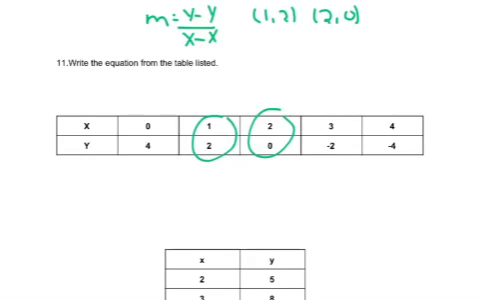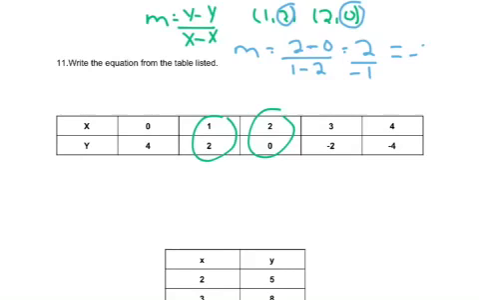And if it's helpful for you to circle your y's to know to put them in the numerator, feel free. So for my slope, I would have 2 minus 0 over 1 minus 2. 2 minus 0 is 2. 1 minus 2 is negative 1. And when I divide, I get negative 2. So negative 2 is my slope.